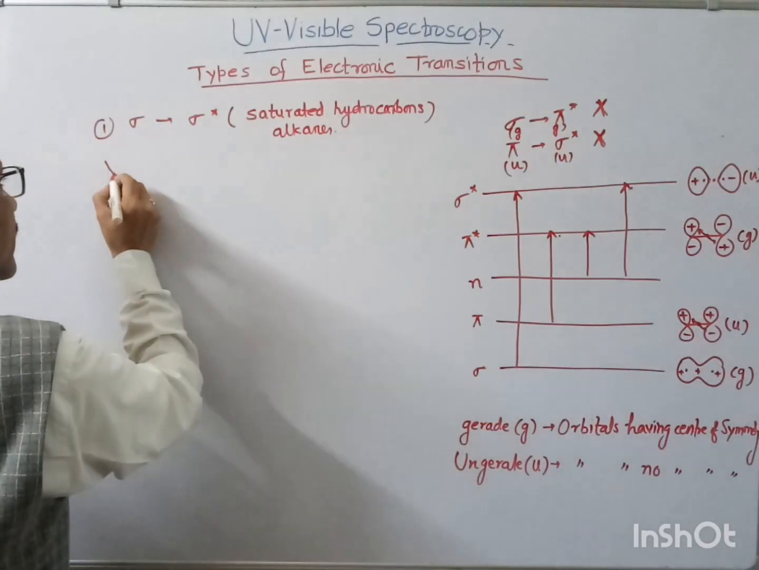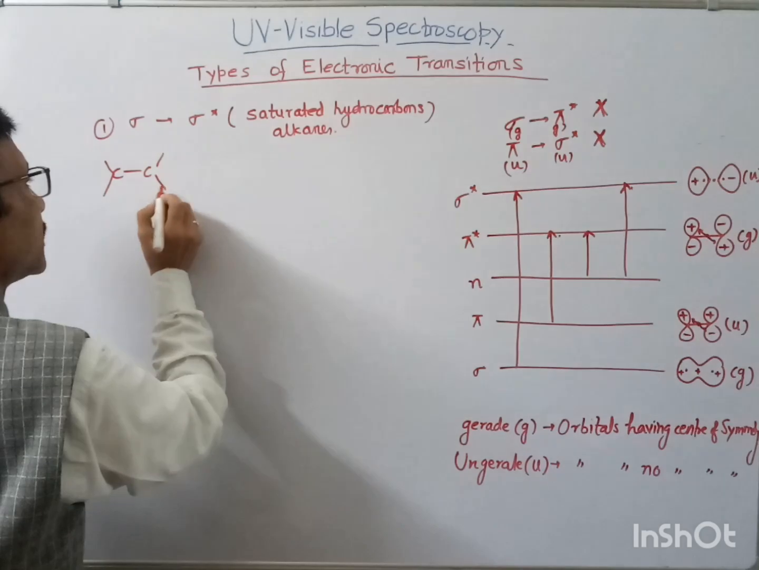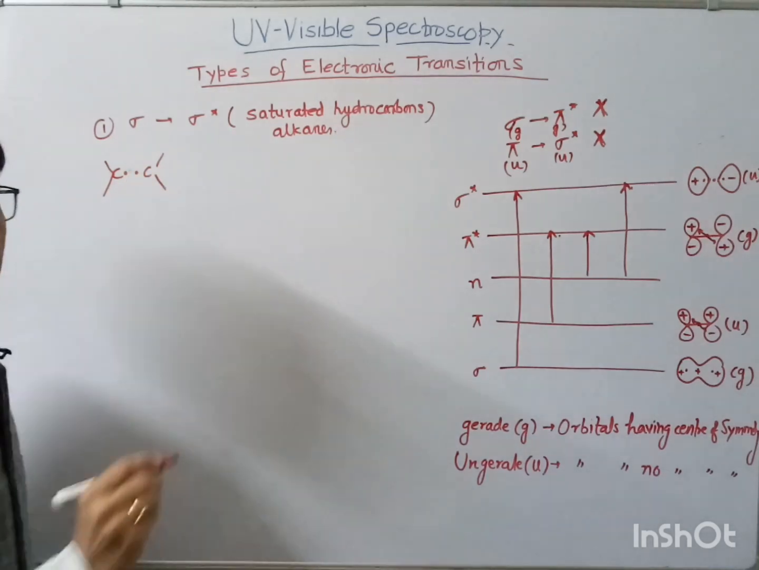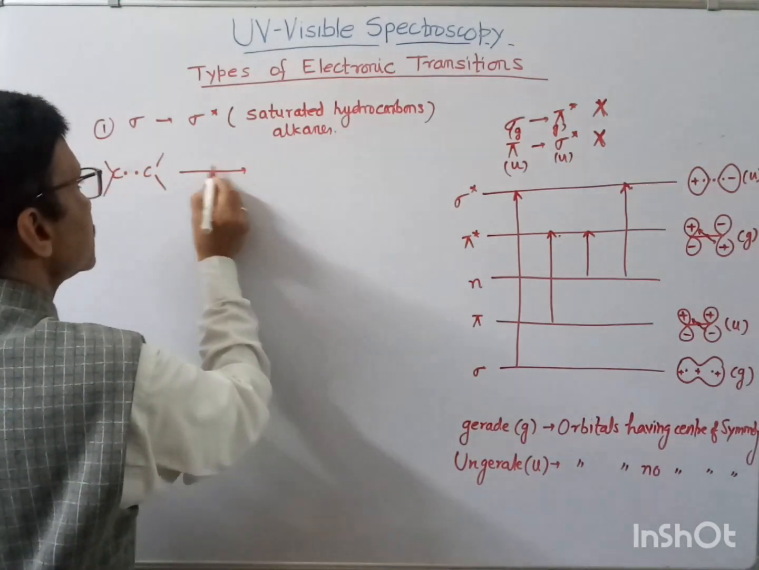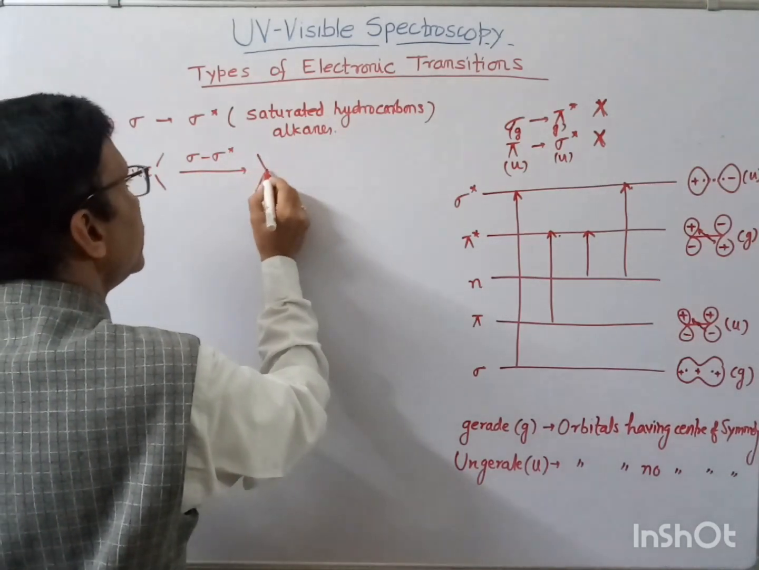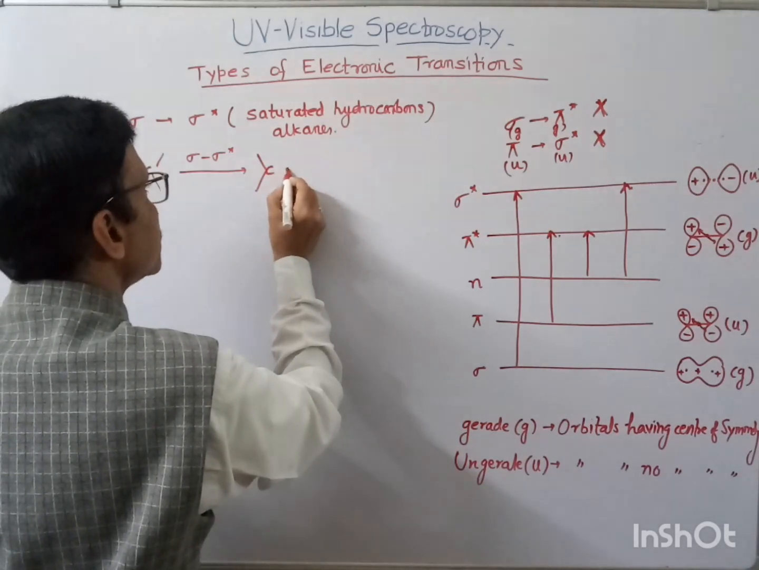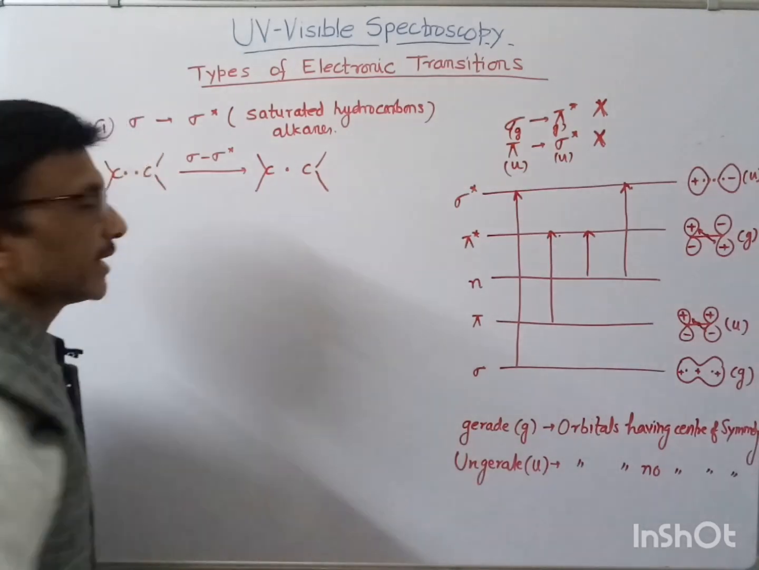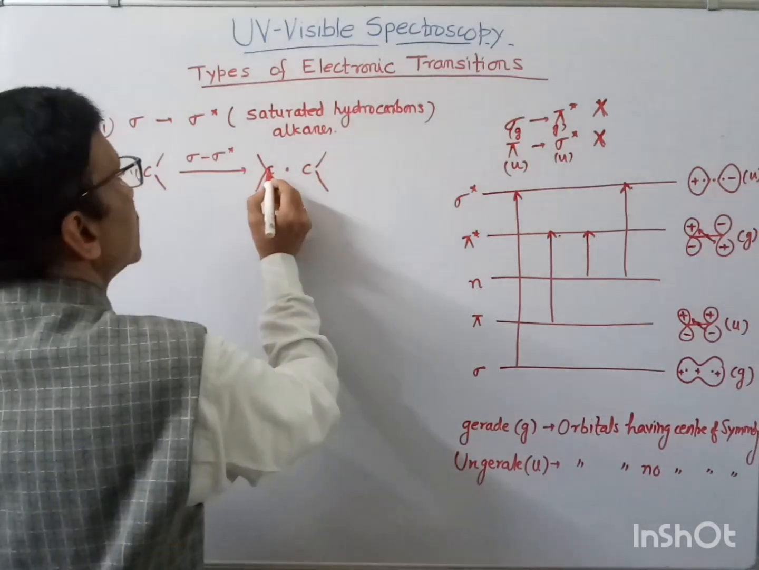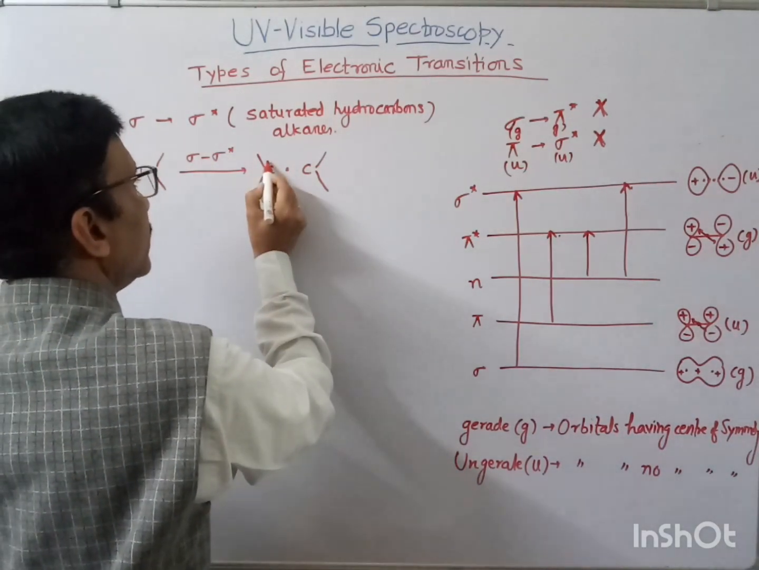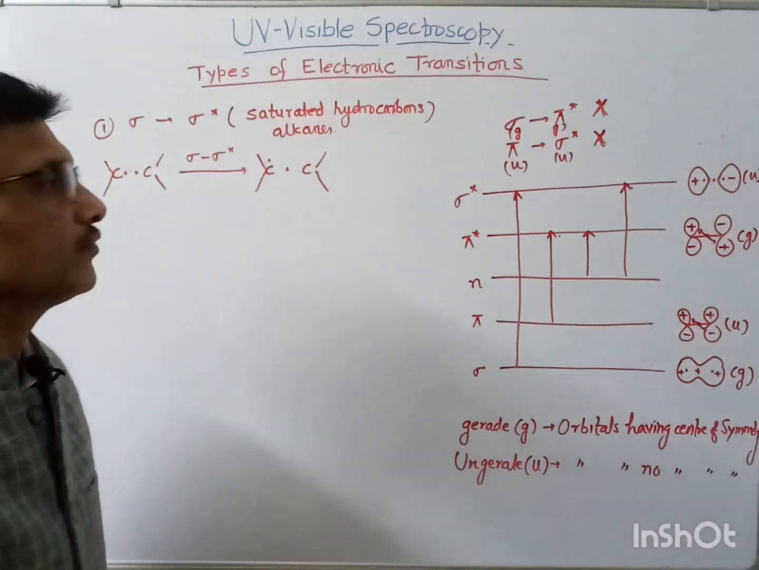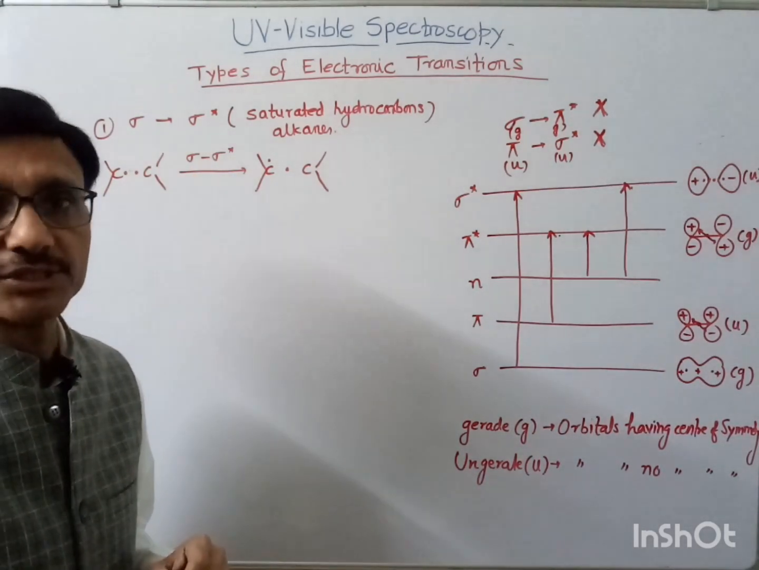Suppose we have a C single bond C, and I represent the bonding electrons in this way. Then after this sigma to sigma star transition, one of the electrons present in the bonding molecular orbital goes into the anti-bonding region, or we can say the anti-bonding orbital. So we can represent the sigma to sigma star transition in this way.